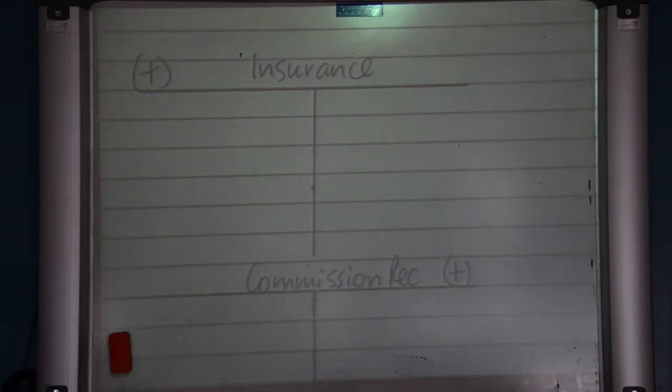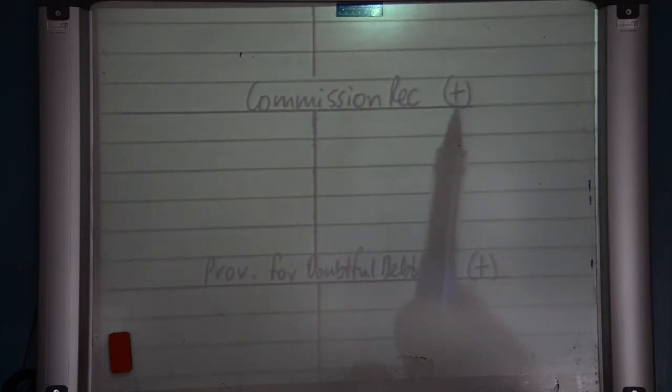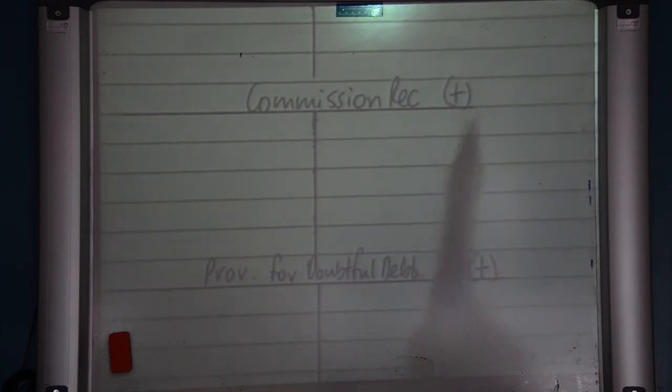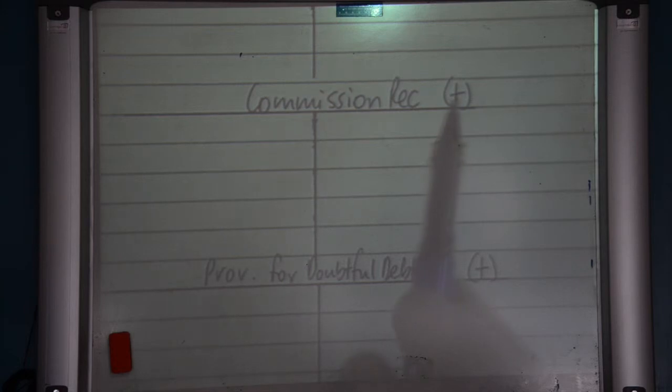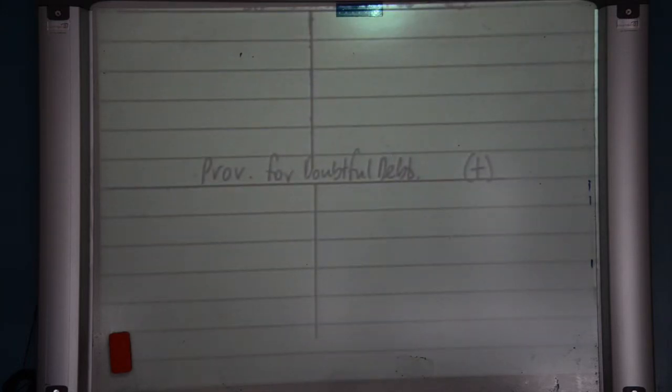Okay, so hopefully you've drawn up your T accounts now for the BC Traders question. We've got our insurance account there, and I've put the plus side on the debit side because we know it's an expense, so that's where it's going to go. I've got my commission receivable here. I've put the plus side on the credit side because, again, remember, it's a revenue, so the plus side is over here.